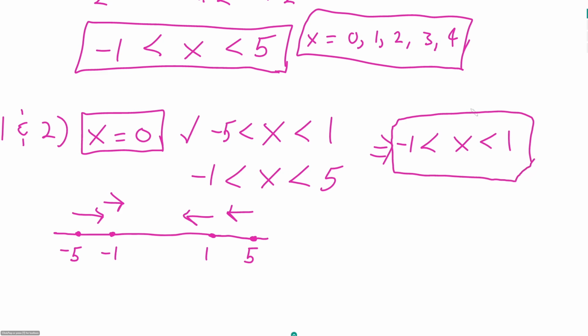But recall, x has to be an integer. So the only integer between -1 and 1 is 0. You get the same answer that we got here. And so either way, we get an answer of C.